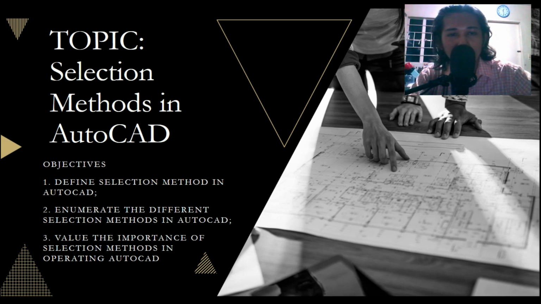So our topic is about selection methods in AutoCAD. In our objectives for today, number one is to define the selection methods in AutoCAD. Number two, enumerate the different selection methods in AutoCAD. And number three, value the importance of selecting methods in operating AutoCAD.